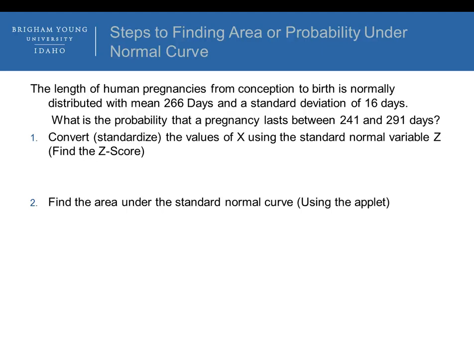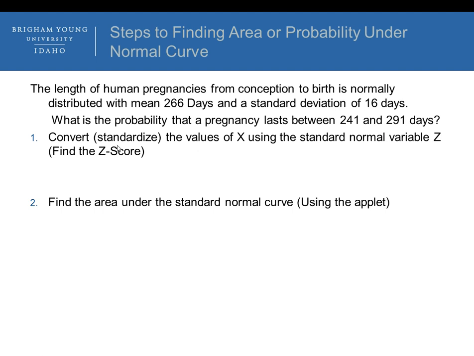Okay, let's go through one more problem with finding area under a normal distribution curve using a z-score. So this next problem is the same problem with different numbers. With the mean of human pregnancies being 266 days and a standard deviation of 16 days, what is the probability that a pregnancy lasts between 241 and 291 days?